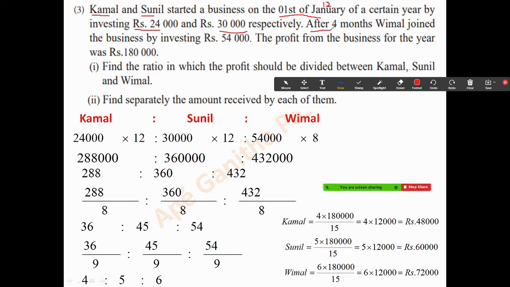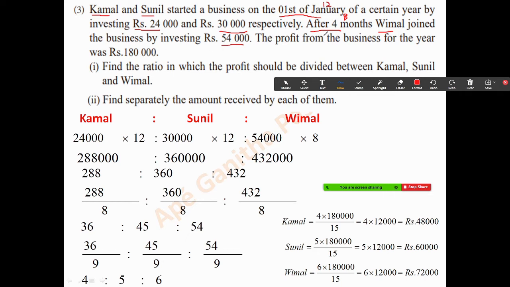After 4 months, that means reduce that 4 months: 12 minus 4, 8. Vimal's money was in the business how many months at the end of the year? Vimal's money was in the business 8 months. Vimal joined after 4 months. That means his money was in the business 8 months by investing 54,000. Now get the product and write the ratio. After that, we can check the profit received by each of them.